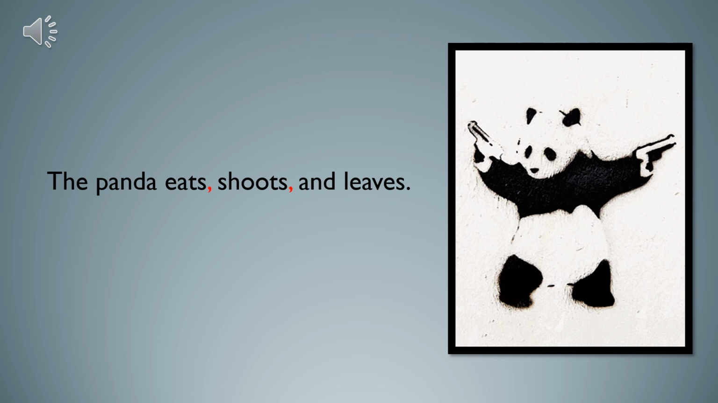Now look at the final version of this sentence. Here we've introduced two commas. In doing so, we now have three clauses, and we expect each clause to follow the same pattern or sequence. Like before, panda is the noun and the subject, and eats is the verb. But because of parallel structure, both shoots and leaves have become verbs. In this version of the sentence, the panda eats something, then the panda shoots something, and then the panda goes away.